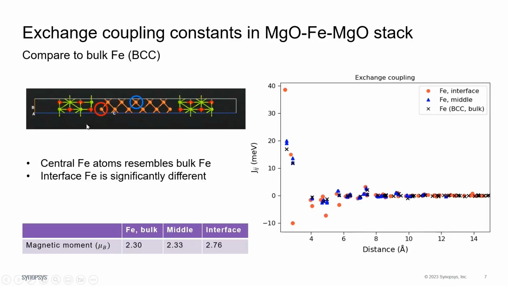However, if I instead consider the interface iron atom here, we notice that it has a very different behavior for the exchange interactions. Close to the nearest neighbor, it's almost double the size of the exchange, but then there is a large antiferromagnetic coupling to the second nearest neighbor, and in general it is quite different. Also notice that the magnetic moment for the interface atom is 2.76, whereas in bulk and in the middle of the slab it is 2.3.